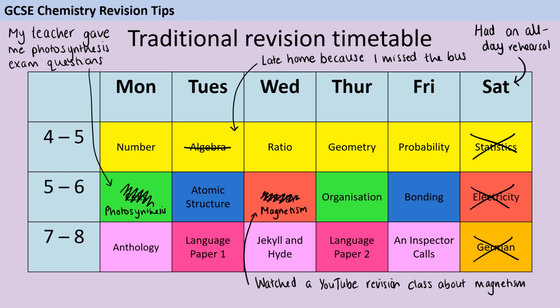Now, not everyone is like me, but for me personally, when I have a plan and then I start to deviate from that plan, I just end up feeling like the whole thing's ruined and there's no point in it, and it can make me feel really anxious and overwhelmed. So I don't think this type of revision timetable is great, but what is the alternative?